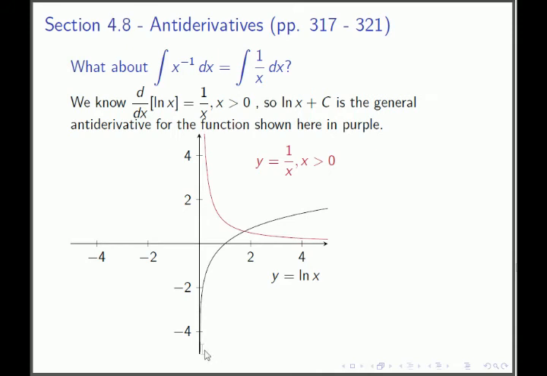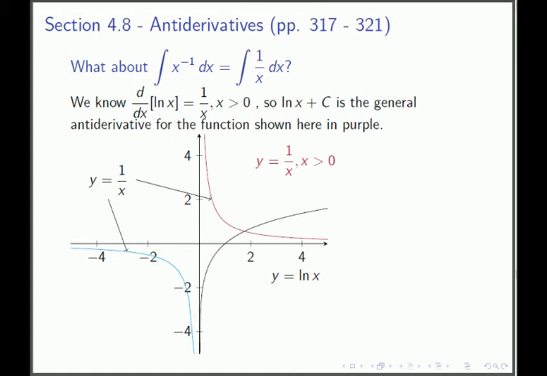You see, the function natural log of x is graphed here in black, and its derivative is shown here in purple. It's 1 over x for x greater than 0. But this is slightly different from the function whose antiderivative we're seeking. The full function 1 over x also includes this blue portion. And so the full general antiderivative of 1 over x should include a part to the left of the y-axis.